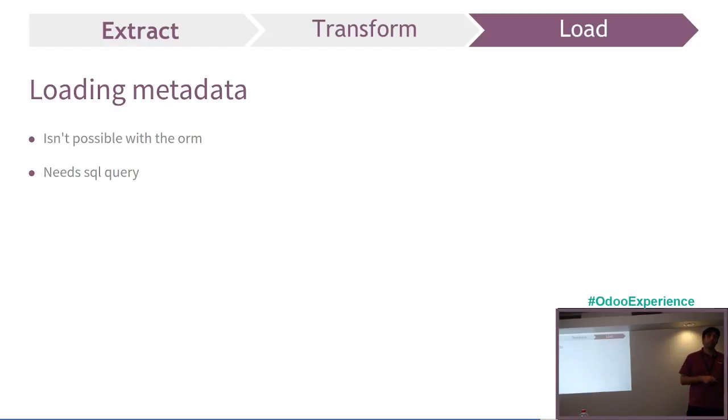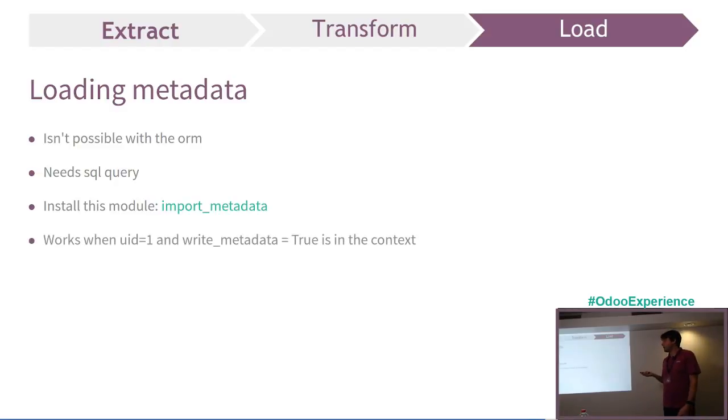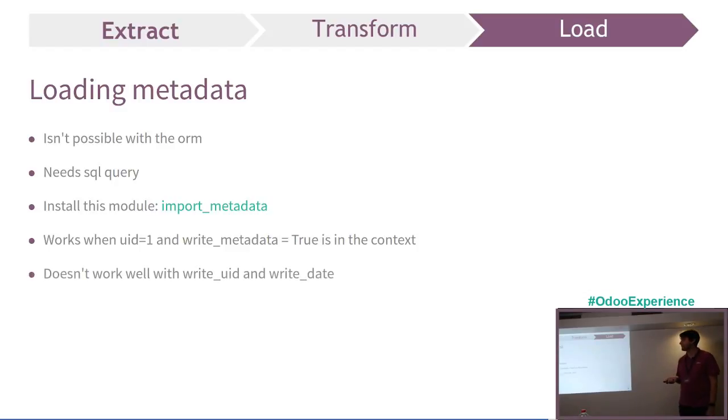You need to do an SQL query, but there is no API to do an SQL query directly to Odoo. So I made a small module, also available with the REST ID one, that actually allows you to do that. You just need to be admin and put in the context write metadata. Otherwise, it won't work. OK? And it doesn't work well with write UID and write date, because sometimes you have a second write made for a computed field, but the write information is less important than the creation date.